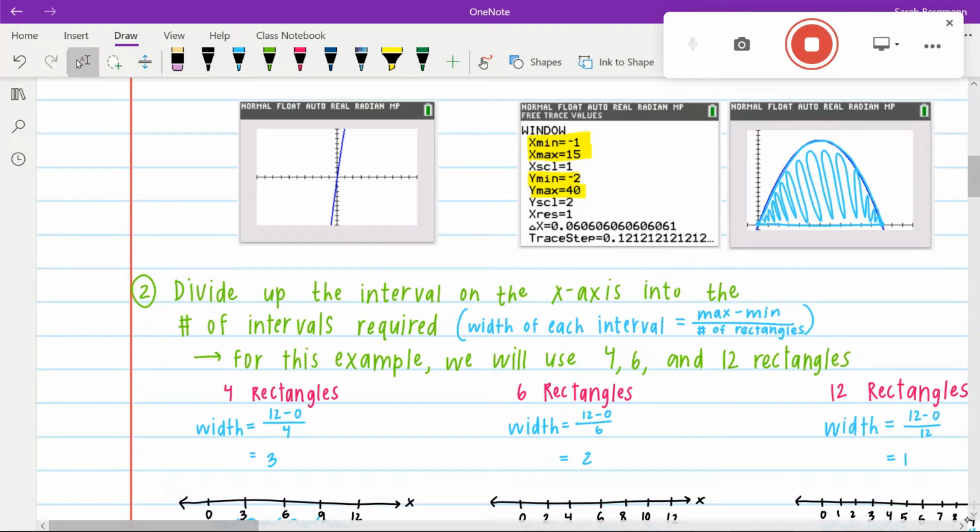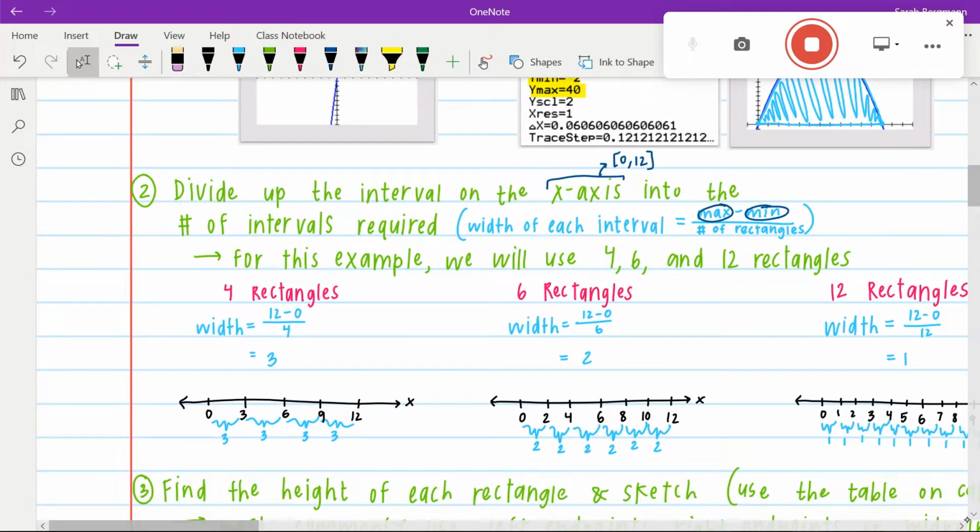Once you have this sketched on your paper, what you want to do is divide up the interval on the x-axis. So we know the interval is 0 to 12 into the number of intervals required. Note that the width of each interval would be equal to the maximum, so in this case, it's going to be 12 minus the minimum of the interval divided by the number of rectangles that they want you to use.